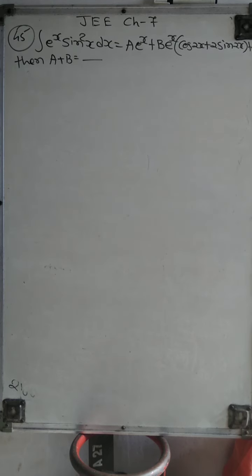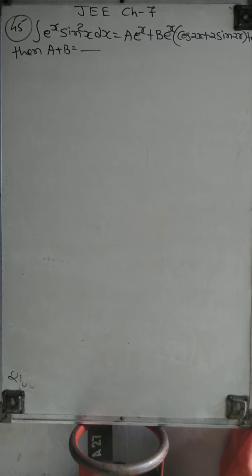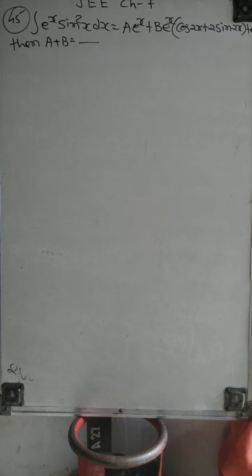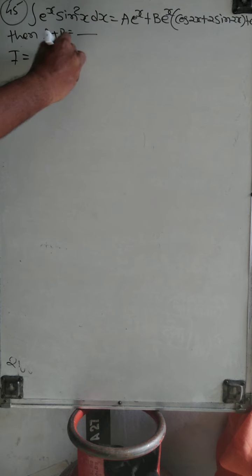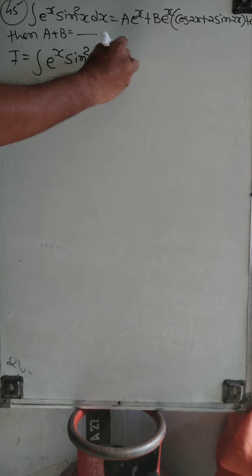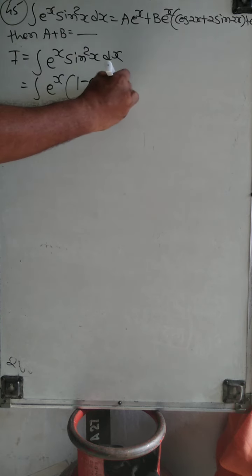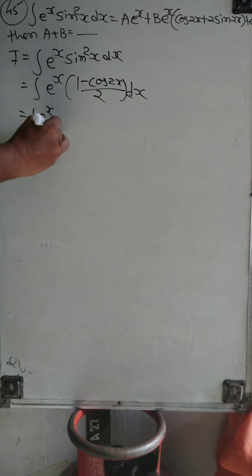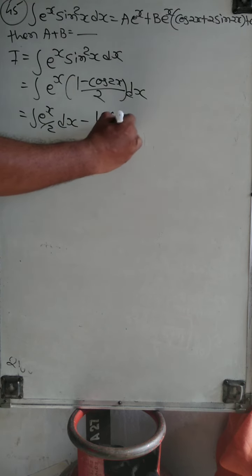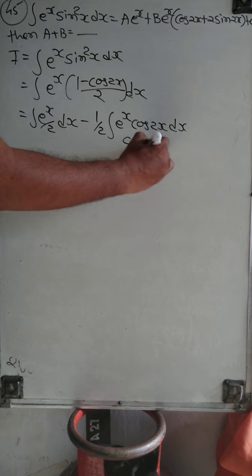45. Integration e^x sin²x dx equals a e^x plus b e^x (cos 2x + 2 sin 2x) plus c. Then what is a plus b? So here first of all, I equal to integration e^x sin²x dx. Then we convert this into (1 - cos 2x)/2 dx. Now here we separate the integration also: 1/2 integration e^x dx minus 1/2 integration e^x cos 2x dx. Here a equal to 1 and b equal to 2.